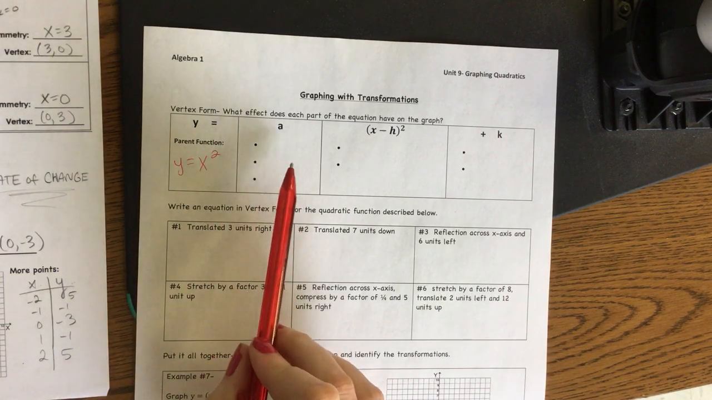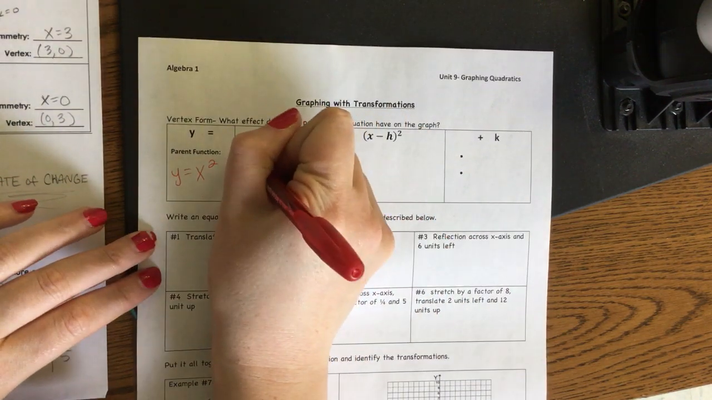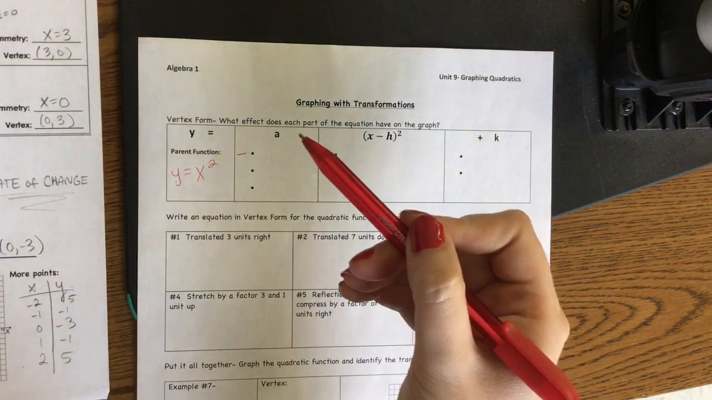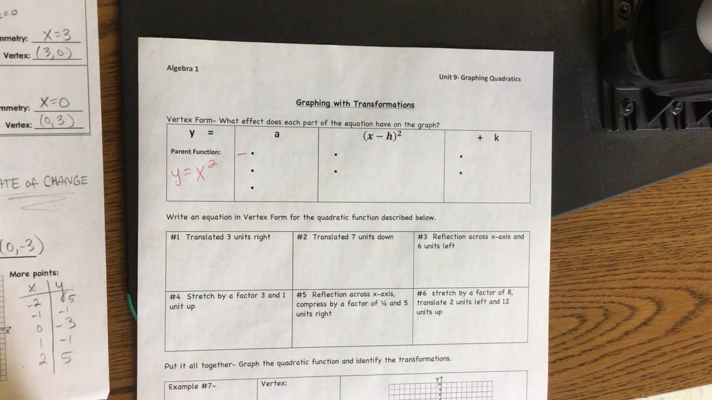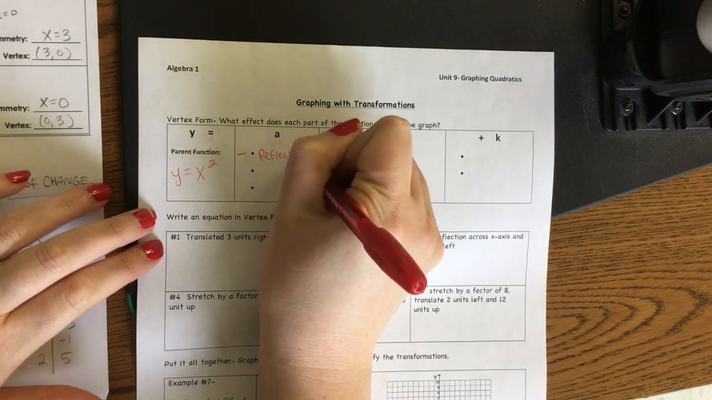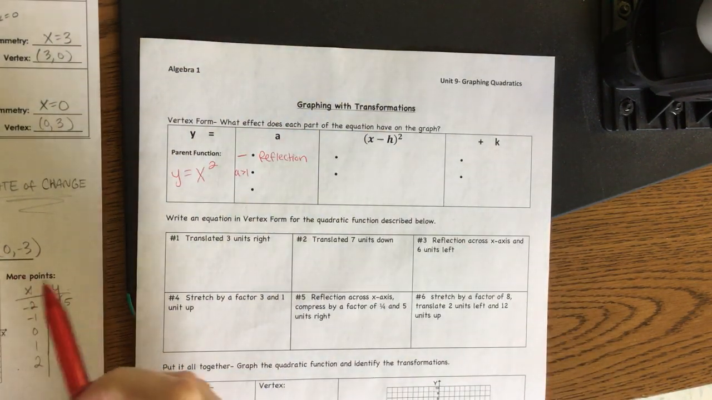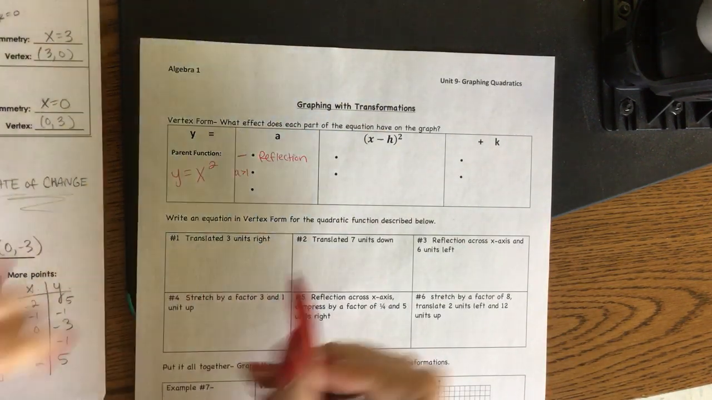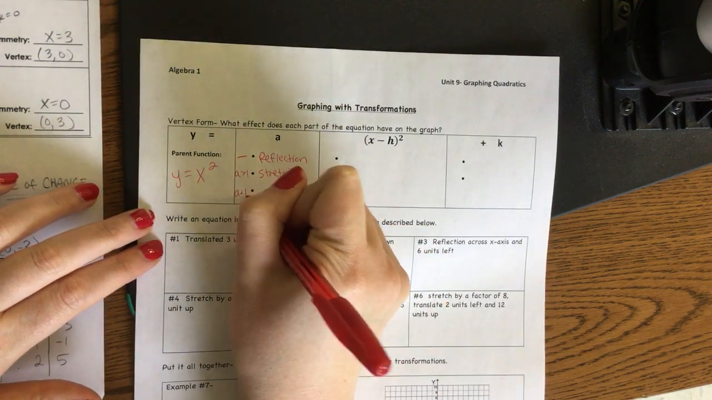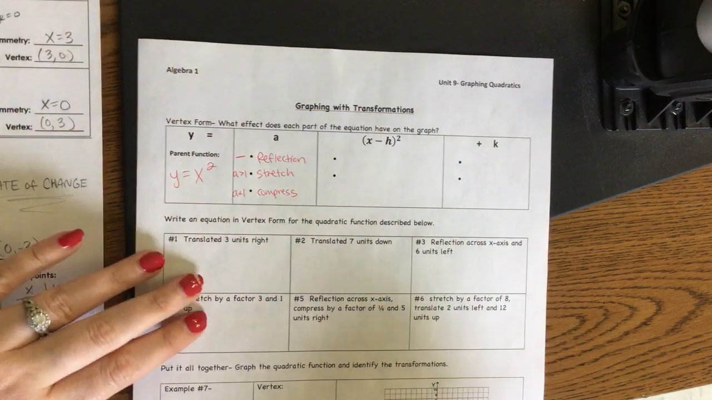So on Tuesday we learned that the a value does three very important things. If it's negative, we think about, okay, if my a value is negative, it's going to go downward like a frowny face. And this is called a reflection. If a is greater than 1, it's going to stretch my graph. If a is less than 1, it's going to compress.